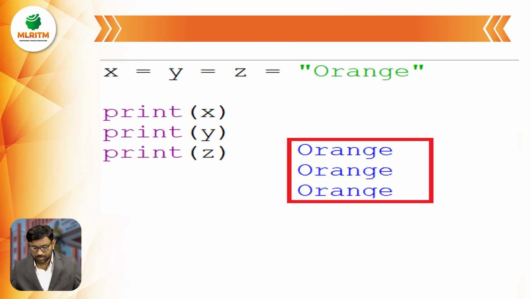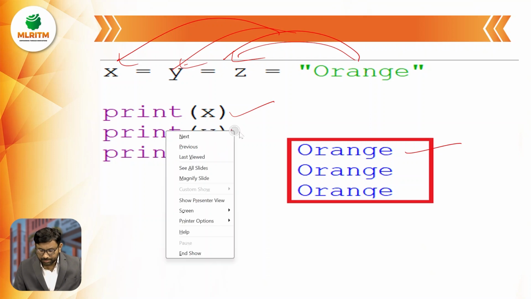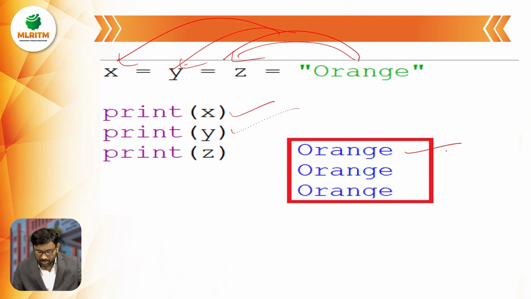So here we are assigning a single value to multiple variables. Now x consists of orange, y consists of orange, and z consists of orange. If you write print x, the output is orange. If you write print y, the output is orange. If you write print z, the output is orange. Every time we are getting orange only, because orange is assigned to x, y, z.